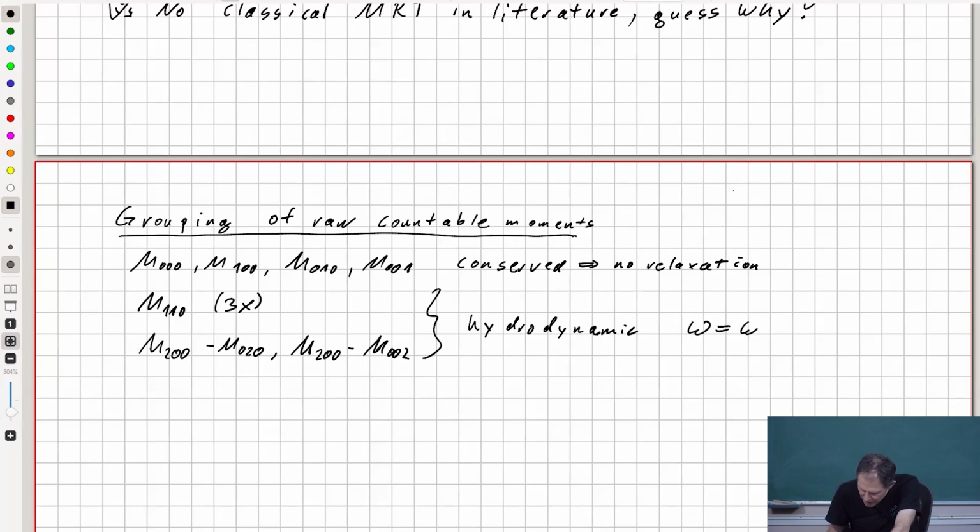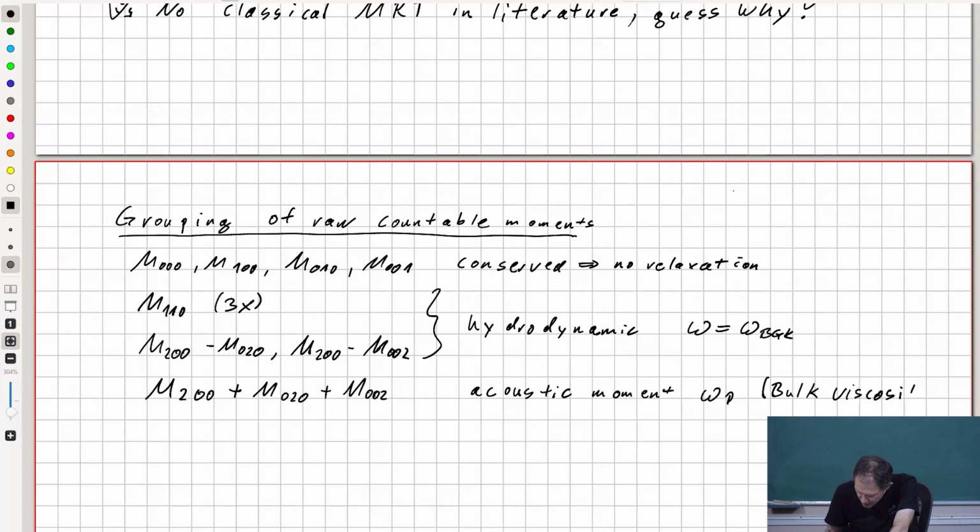Here we have omega equal to omega BGK. And then we have the sum of all moments, which is the trace of the second order moments. This is the acoustic moment, with omega p, so this gives us the bulk viscosity. So far we are following our theory from 2 dimensions.